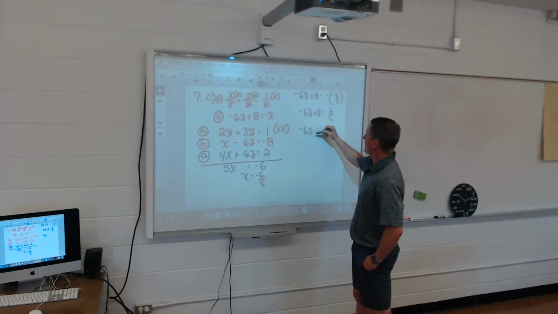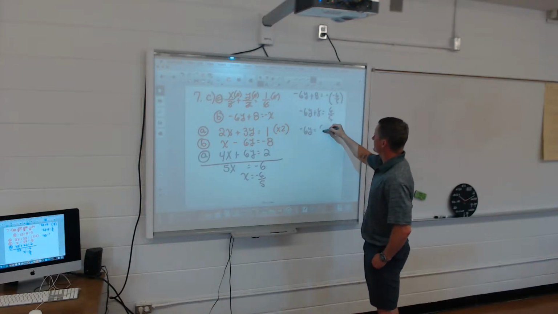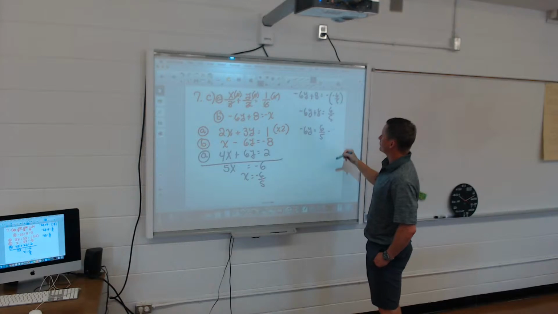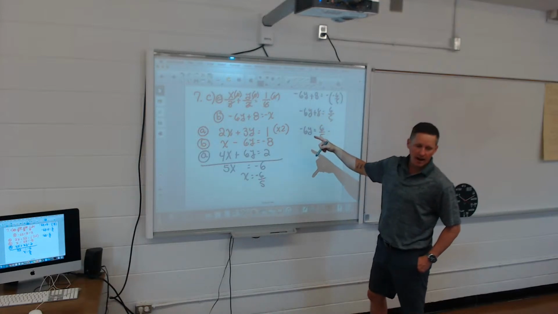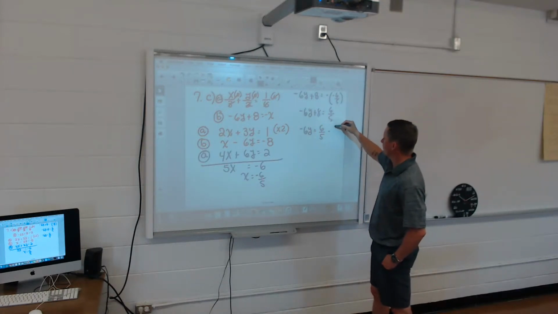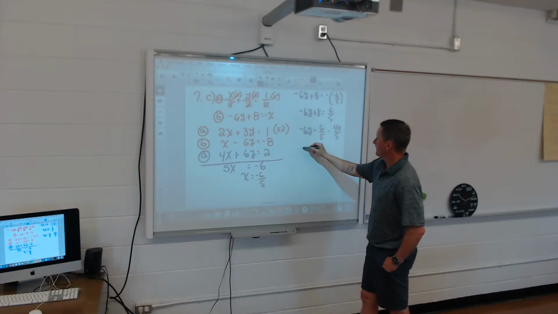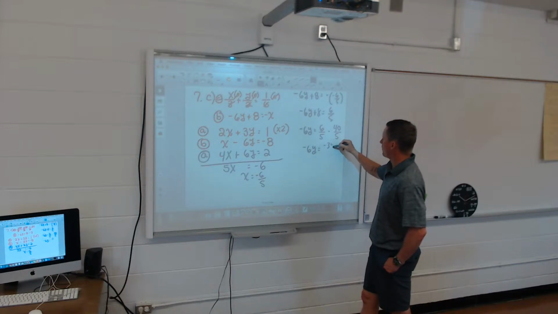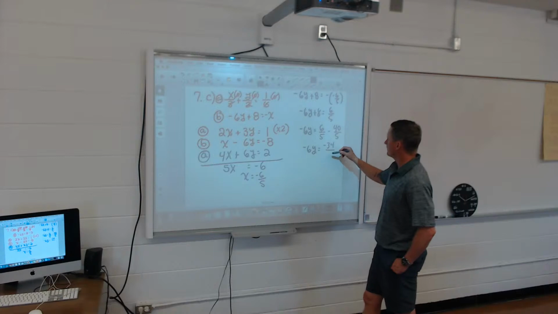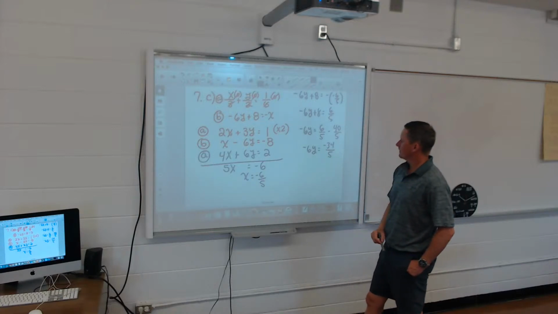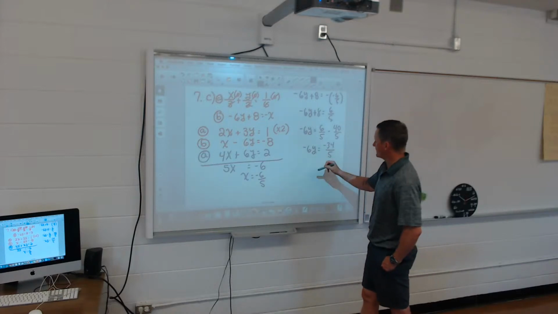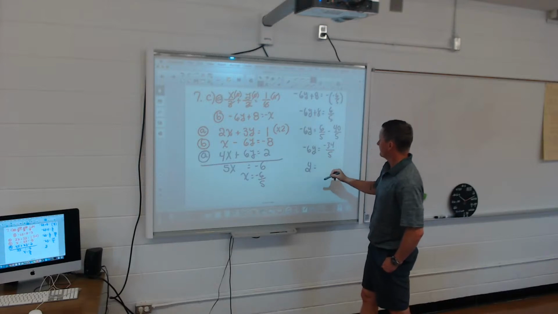Minus 6y equals 6 over 5. Subtract. So I've got to subtract 8. So what I'm going to do is change that to 40 over 5. Like that. So I get minus 6y equals minus 34 over 5. And I'm going to times by negative 1/6. I'm going to get 34 over 30.